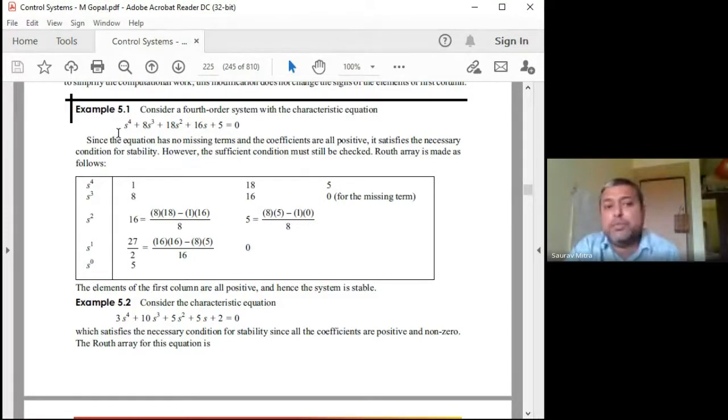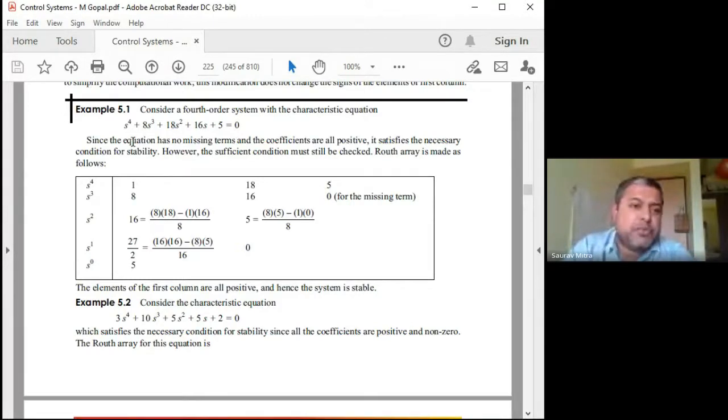So there are two parts in this characteristic equation, and one is the odd part. So you first have to separate the coefficients of the even part and odd part. So how to prepare this table? This table is called the Routh-Hurwitz table. And from this table, from the first column, we can find out whether the system is stable or unstable.